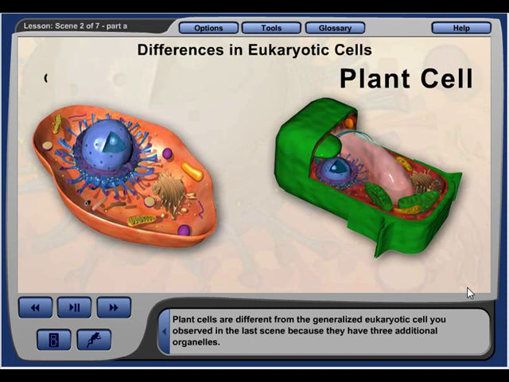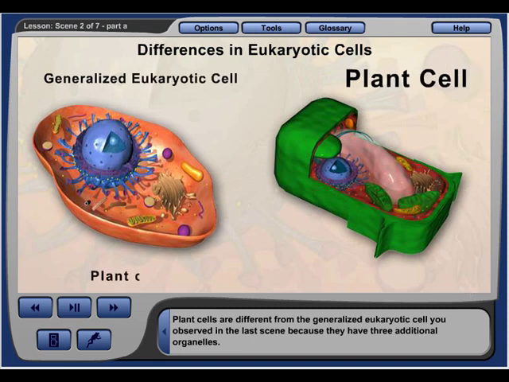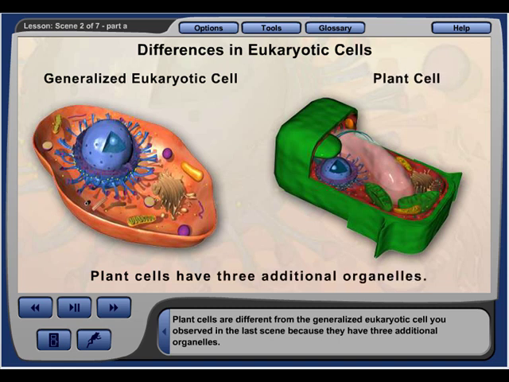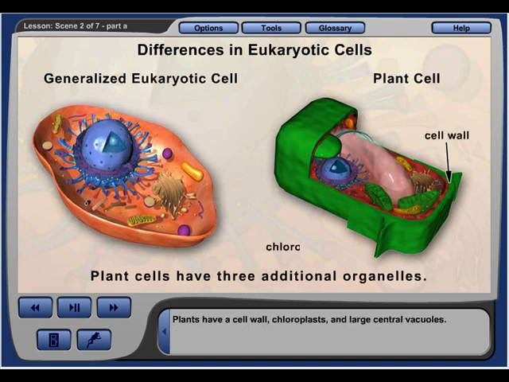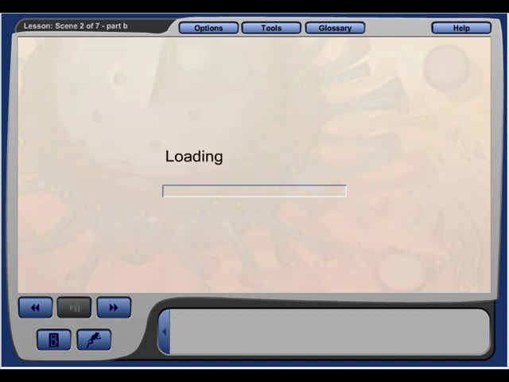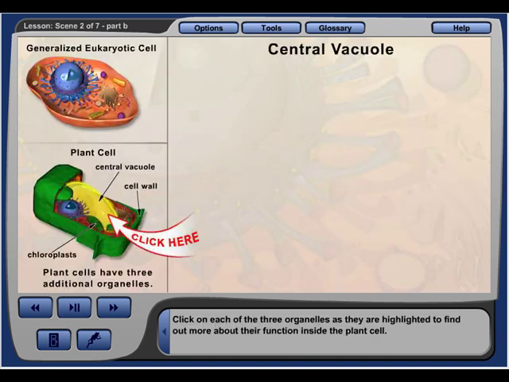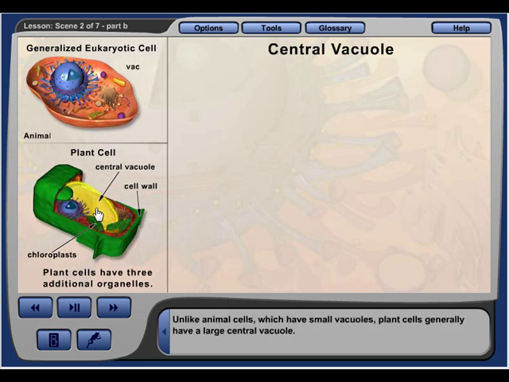Plant cells are different from the generalized eukaryotic cell you observed in the last scene because they have 3 additional organelles. Plants have a cell wall, chloroplasts, and large central vacuoles. Click on each of the 3 organelles as they are highlighted to find out more about their function inside the plant cell. Unlike animal cells, which have small vacuoles, plant cells generally have a large central vacuole.